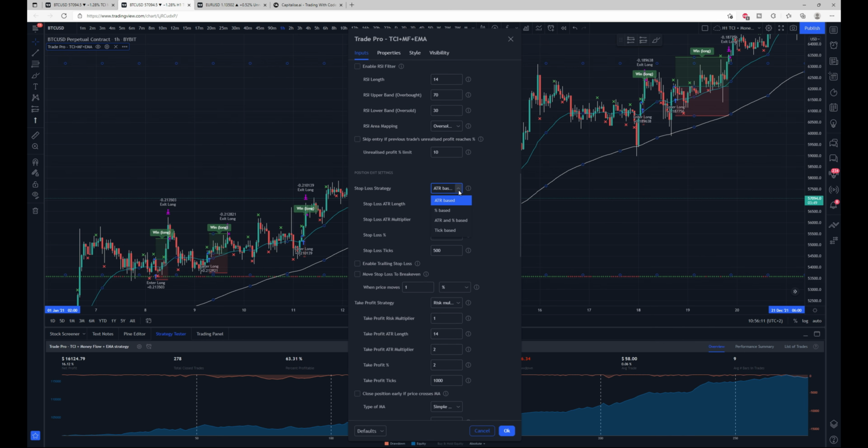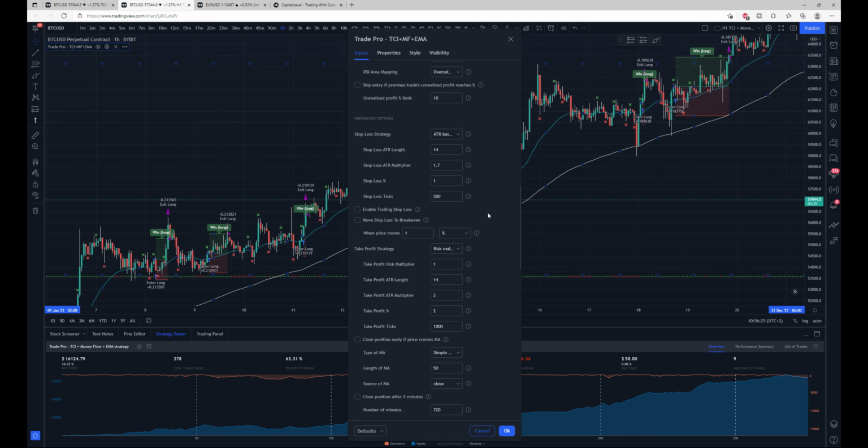You can have different stop loss strategies. So if you want it to be an ATR based stop loss, percent based stop loss, we have a few different options there. I have it set to be 1.7 times the ATR for the stop loss currently. You can even have a trailing stop loss if you wish, and you can have it move the stop loss to break even at a certain point. So let's say that you want to have it move the stop loss to break even once the price has gone 1 times your risk in your favor, which is really cool.